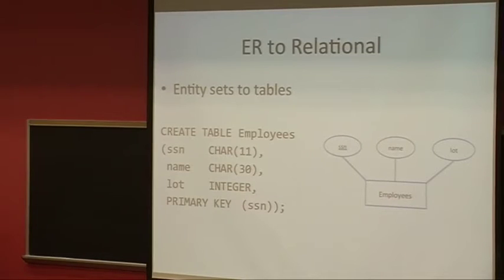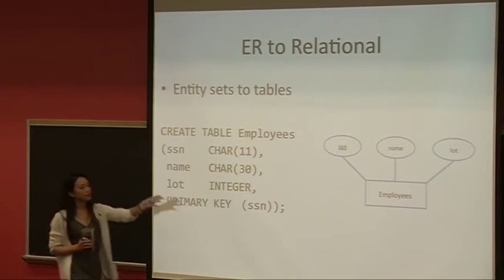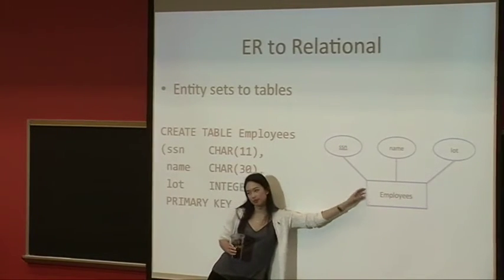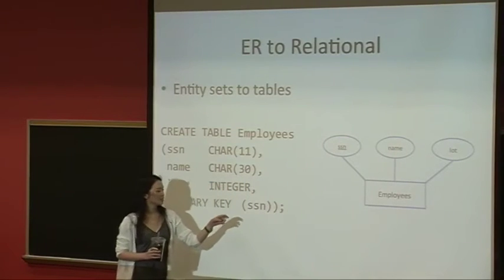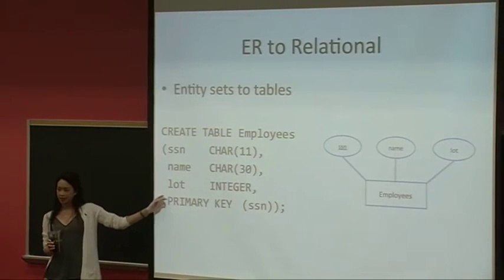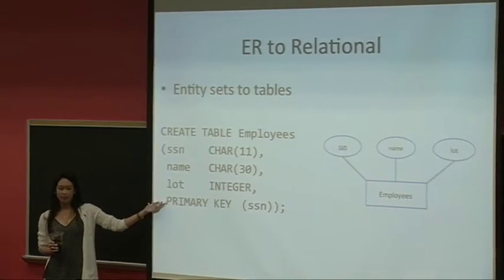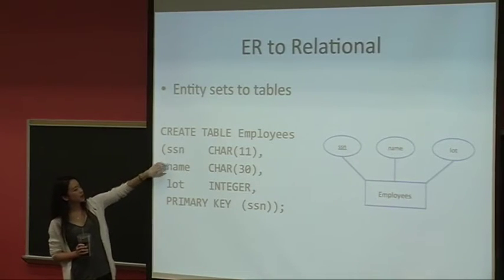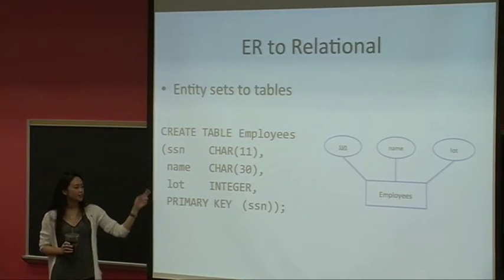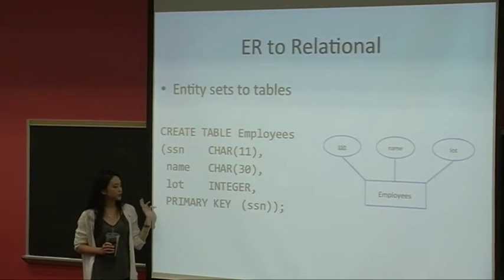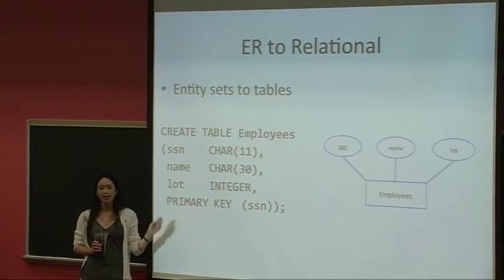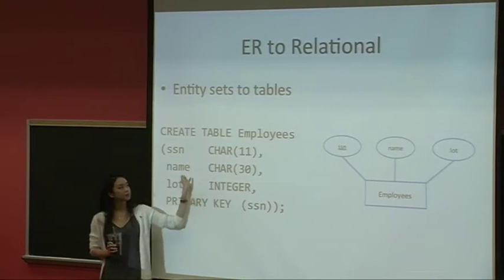Okay, so this so far is still very easy, right? When you see an ER model like this, if we just have a very simple entity set right here, it's very intuitive to directly translate it to this, right? Should be easy. Okay, you just put whatever attributes you have and say, out of all these attributes, SSN is the primary key. So you can simply map this to that.